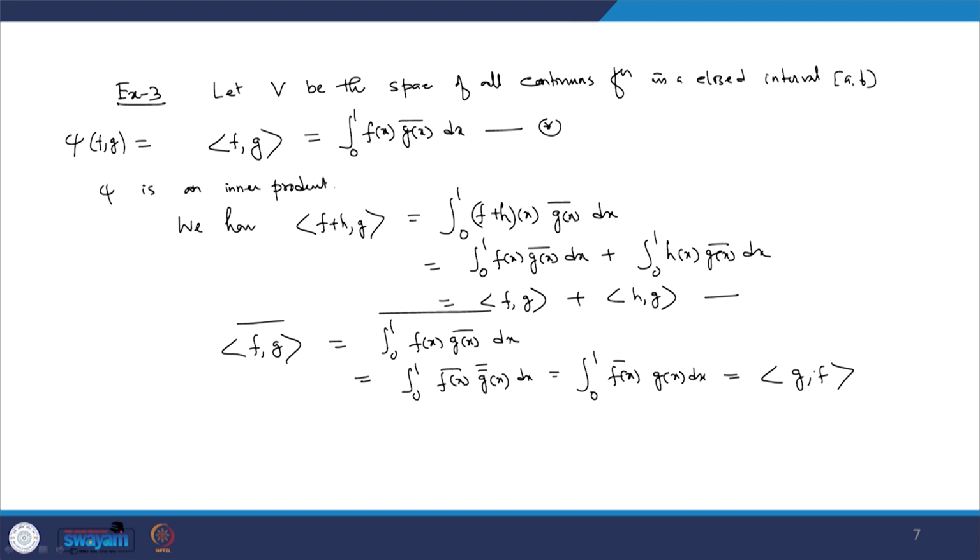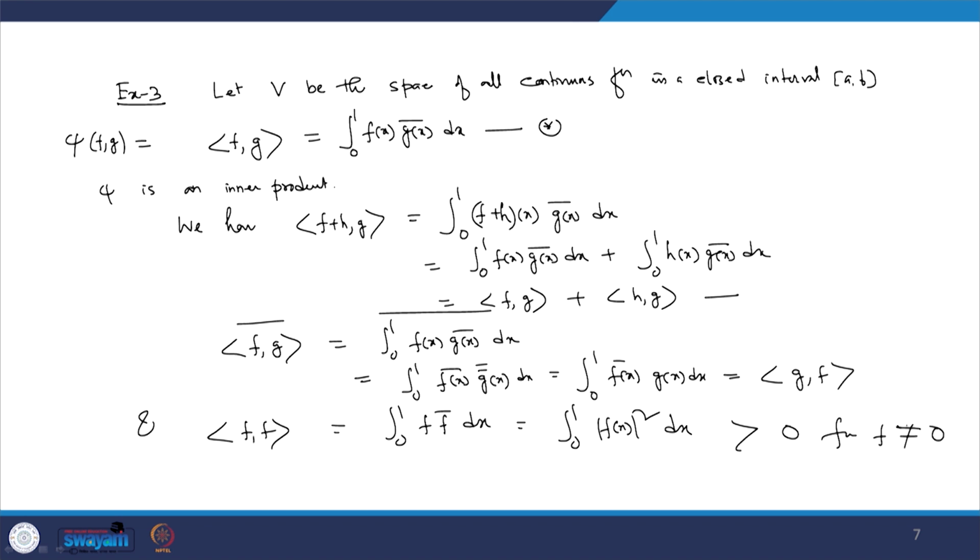So, the third one also holds good, and the fourth one, inner product of f, f, which is equal to the integral from 0 to 1 of f and f bar dx, which is equal to the integral from 0 to 1 of mod f square dx. Since this is a positive definite function and you are integrating over 0 to 1, certainly it will be greater than 0 for f not equal to 0. So, it satisfies all the axioms of the definition of inner product.